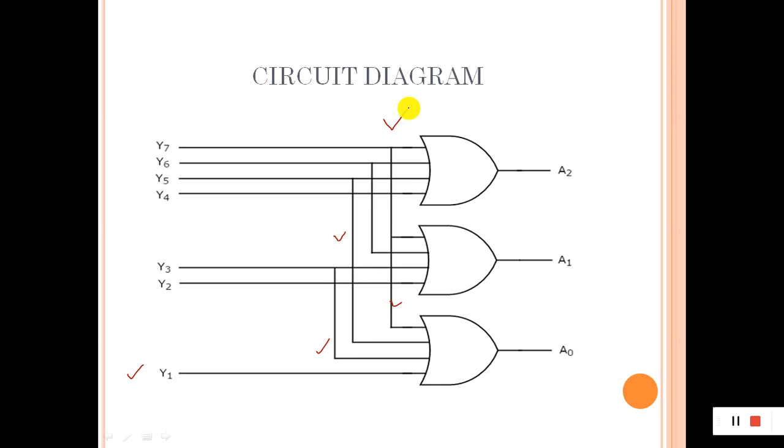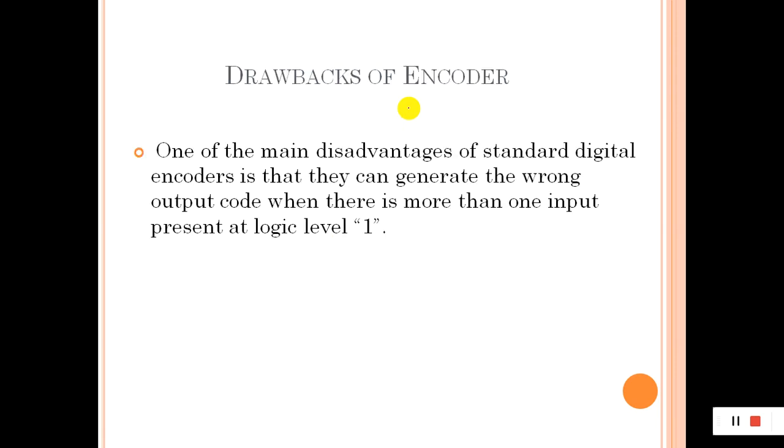So when you implement this circuit practically, you will find the 8 to 3 or octal to binary encoder. Now, is the encoder okay? No, it has certain drawbacks. One of the main disadvantages of the standard digital encoder is that it can generate the wrong output codes when there is more than one input present at logic one.